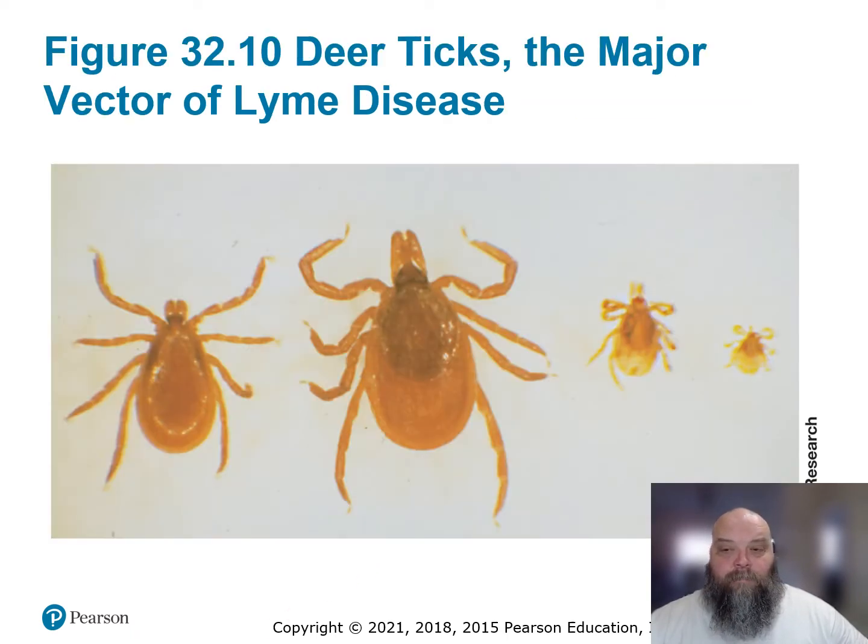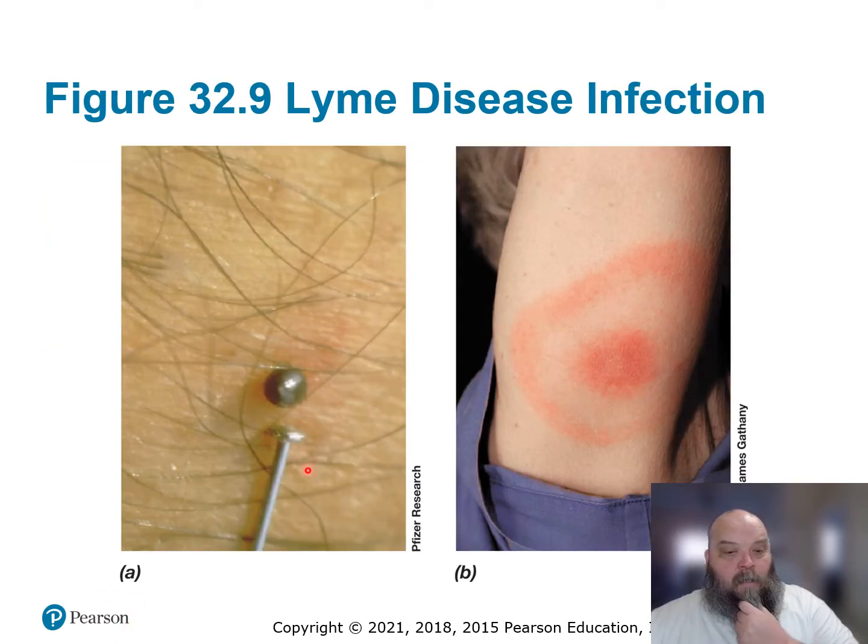Here are the ticks, male, female. Here's the larva, here's the nymph, here's the larvae. These are the immature forms, these are the mature forms. Females are the ones that are primarily going in for the blood meal, so they're going to be the primary carriers, the ones spreading it. Look, right here is the head of a pin. This is a tick that is in the midst of feeding.